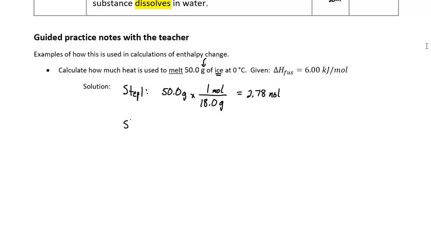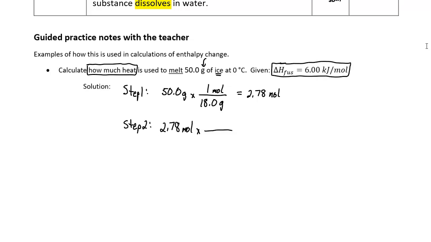Now step 2. We're going to tackle what we're really asked, which is calculate how much heat is used. Write down the given quantity of ice, and then multiply by a conversion factor. Melting, remember, is the same thing as the fusion. So we want to use the delta H fusion value for ice.